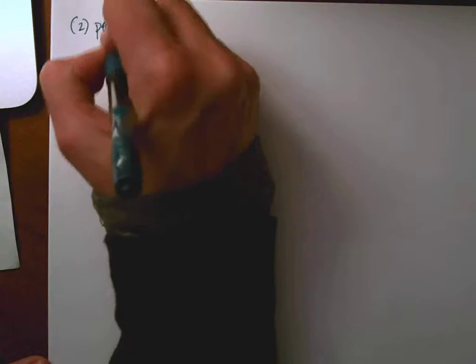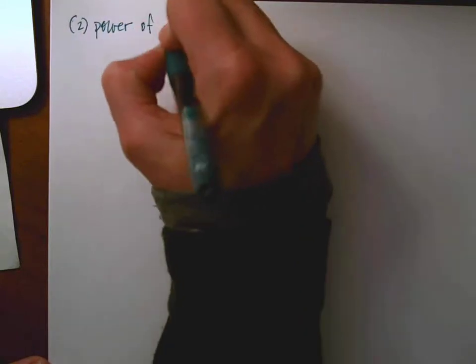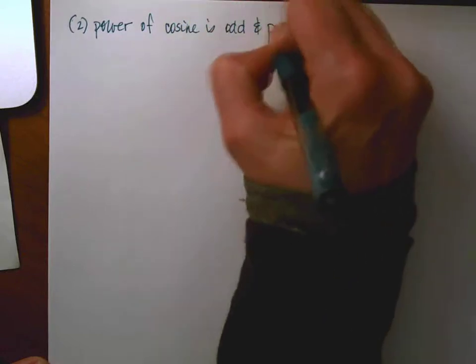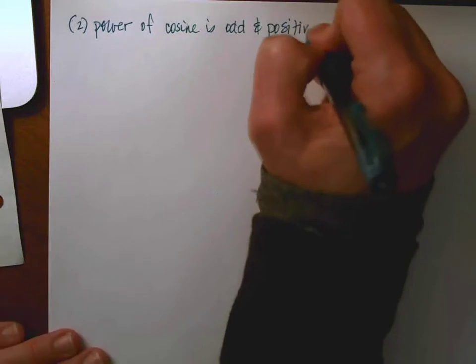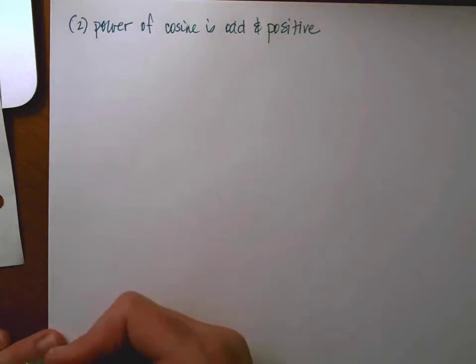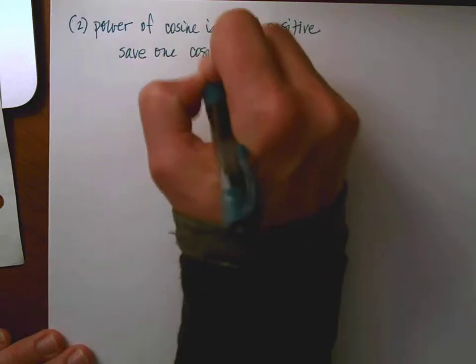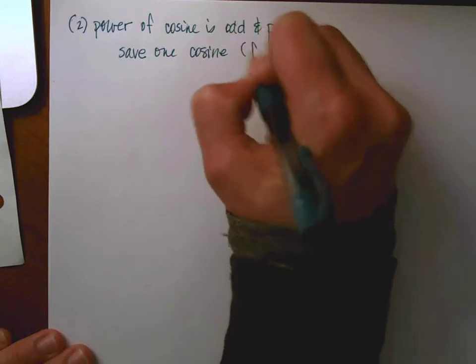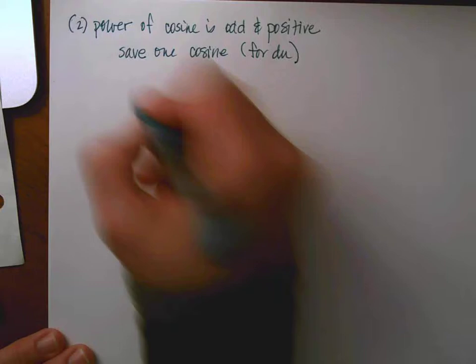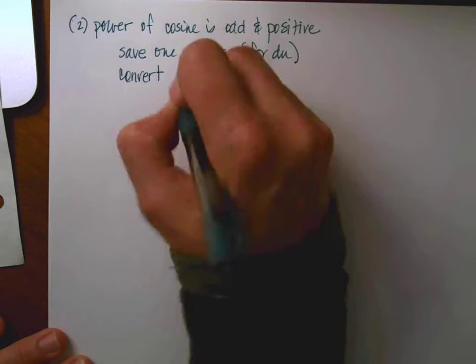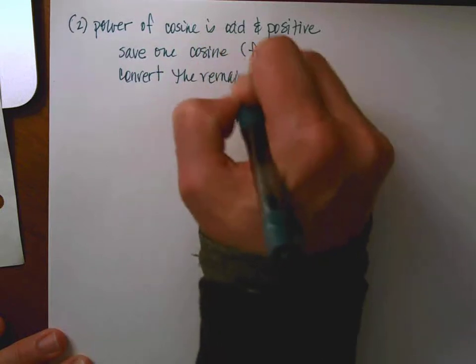All right. For our next example, for our next guideline, if I'm going to be consistent, then the next thing that I want to look for is whether the power of cosine is odd and positive. So odd and positive is our key phrase this time. And just like last time, I'm going to write some additional guidelines. So I'm going to save one cosine, just like we did with sine, to be used for our du. Okay. This time, since I'm starting with cosine, I'm going to convert the remaining factors.